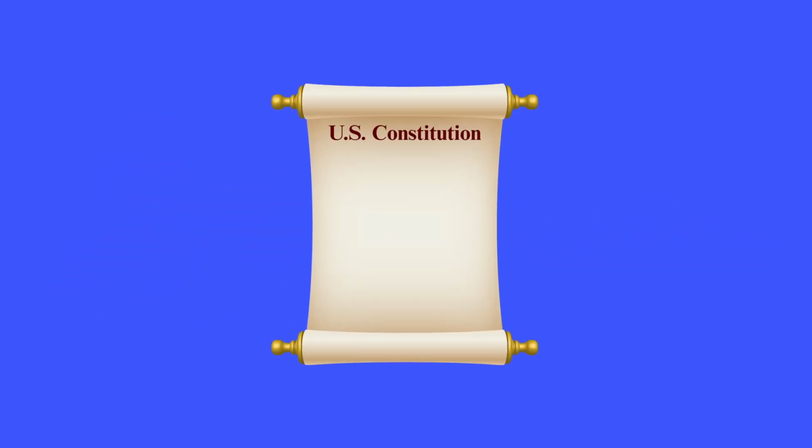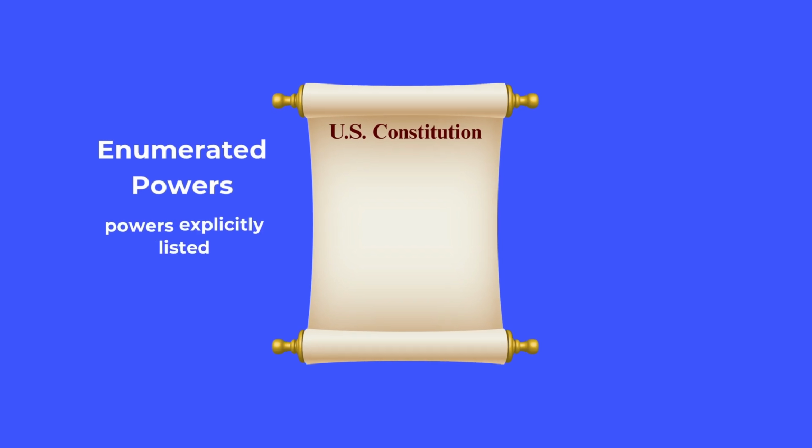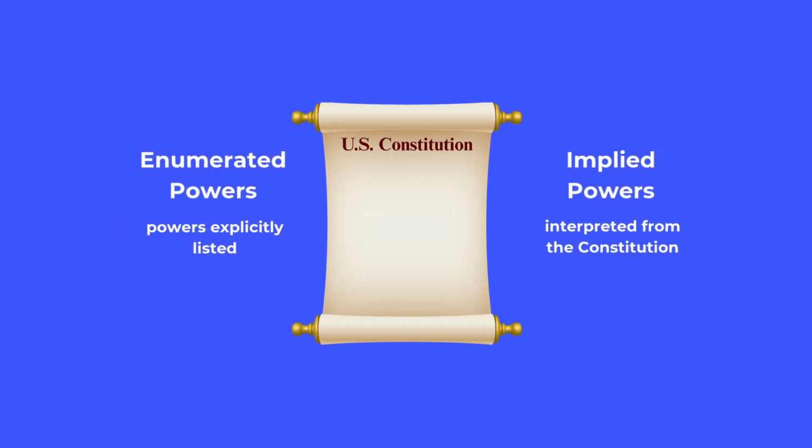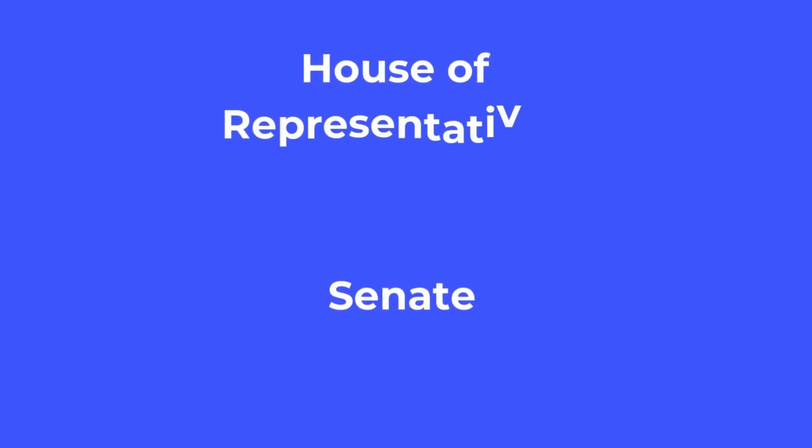Let's now go over what we just learned. Congress has enumerated powers that are clearly listed and implied powers from the Elastic Clause. The House and Senate also have unique responsibilities, especially when it comes to impeachment and major national decisions.